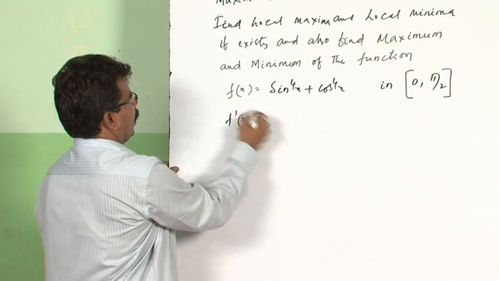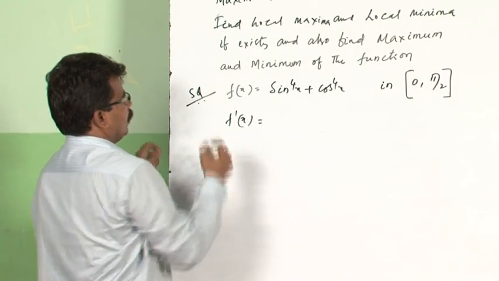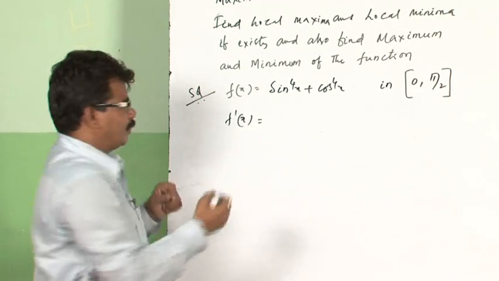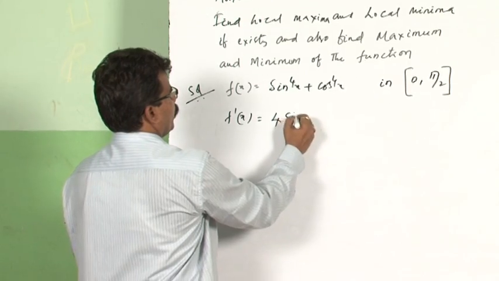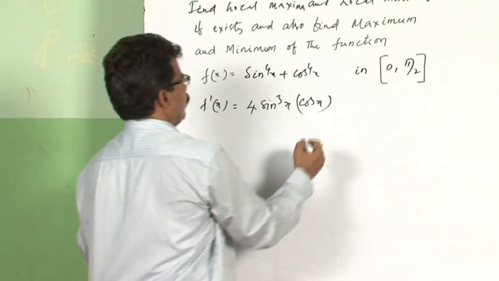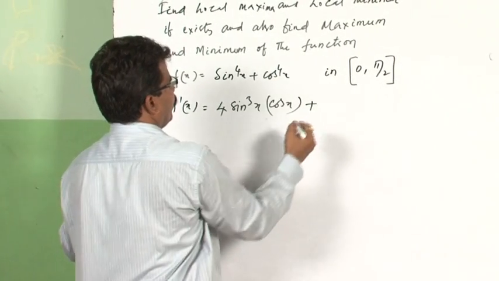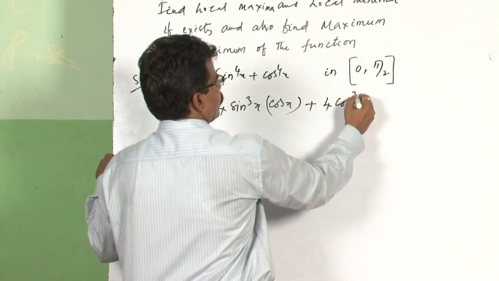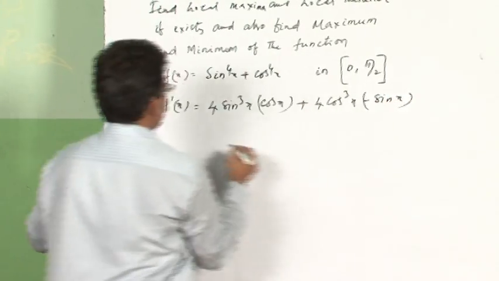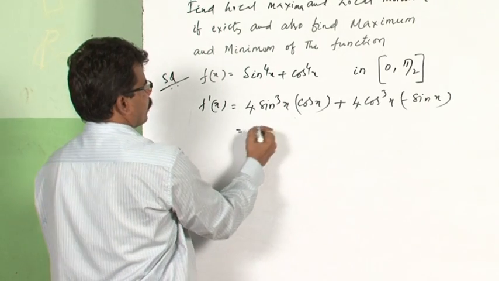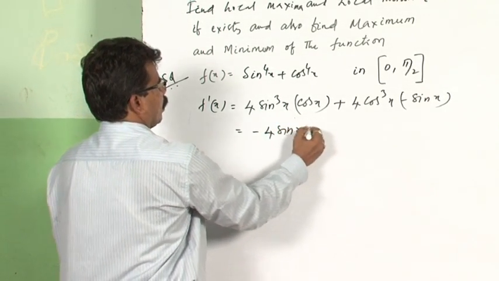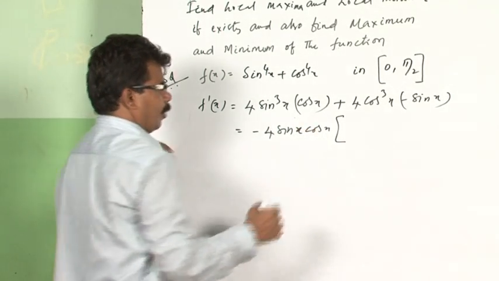F dash x is equal to, I am continuing the solution from this step. What is the derivative of sin power 4x? 4 sin cube x into the derivative of sin x, which is cos x, plus cos power 4x, whose derivative is 4 cos cube x into the derivative of cos x, which is minus sin x. So, what is common here? 4 sin x cos x is common here. I will take minus 4 sin x cos x as common.